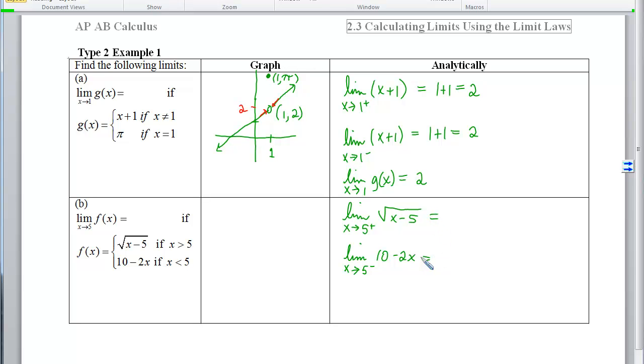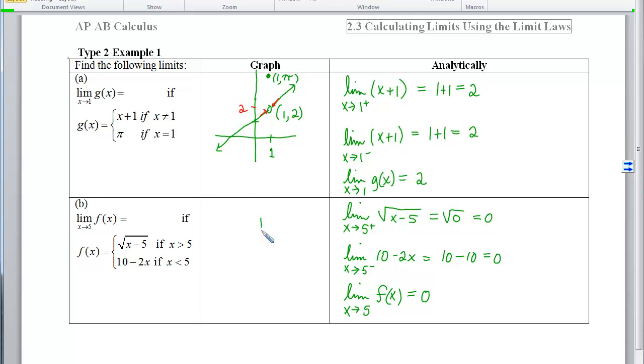Now with both of these limits, computing them involves direct substitution. I always use that as my first line of defense, and I see if it works. So I approach 5, that's going to give me the square root of 0, or just 0. Here, if I plug in 5, I'll have a 10 minus a 10, which again gives me 0. Notice I got the same limit for both. So my overall two-sided limit will be 0.